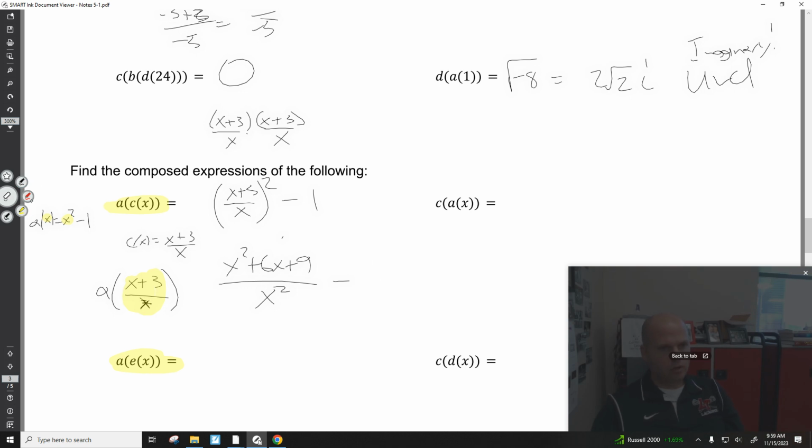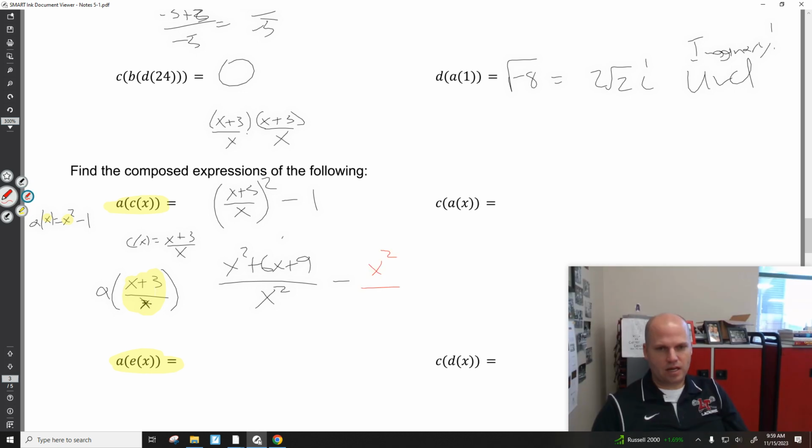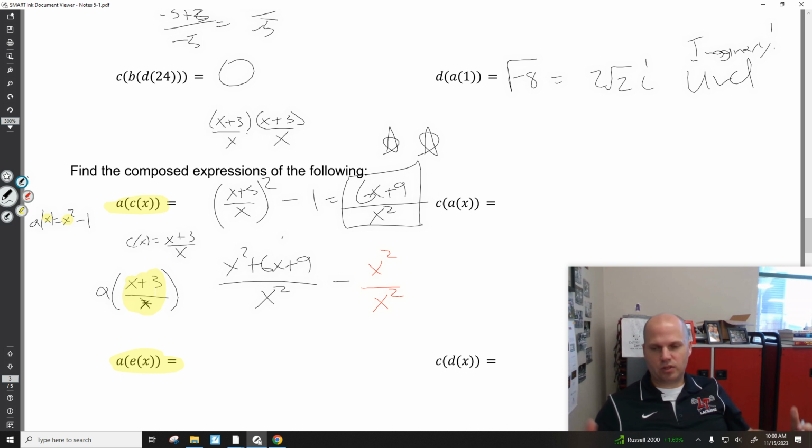Let's remember rational functions, combining things. The answer you would probably see, your simplified composition would be 6x plus 9 over x squared. This is what we would expect you to get. Cool.